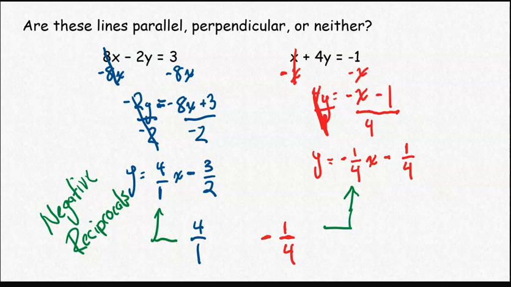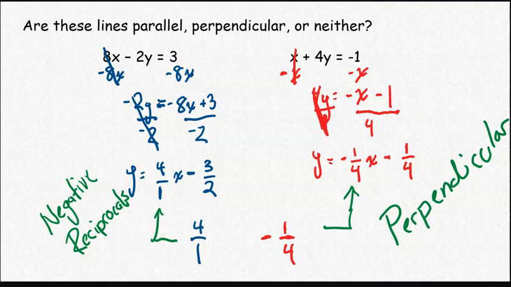So, with all of that being said and out of the way, these two slopes are negative reciprocals of each other. One is 4 over 1, and the other one is negative 1 over 4. So that means that these two lines will intersect to make a right angle, or that they are perpendicular.